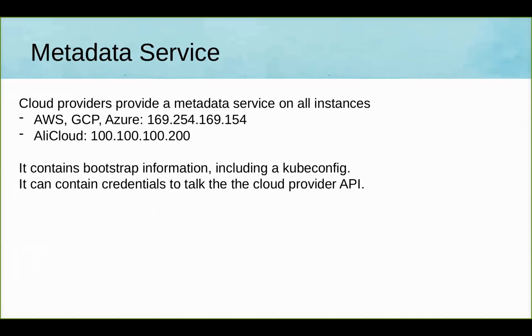Now we'll present a different possible issue. It's about the metadata service. Many cloud providers provide a metadata service accessible on an endpoint with an IP address like 169.254.169.254, or on Alicloud a different IP address. Often the metadata service provides bootstrap information, for example for the kubelet, and it can contain a credential to talk to the cloud provider API. So that could be sensitive private information.